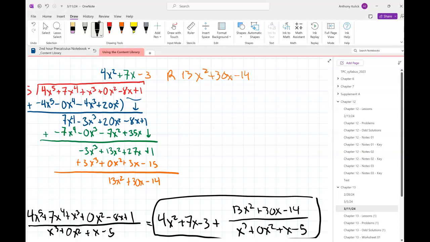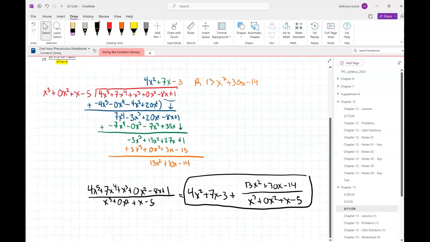Joey? If you left out the 0x squareds in your final answer, that would be okay. Not necessary to include them. Fine if you do. Alondra? 50, 50. Okay.